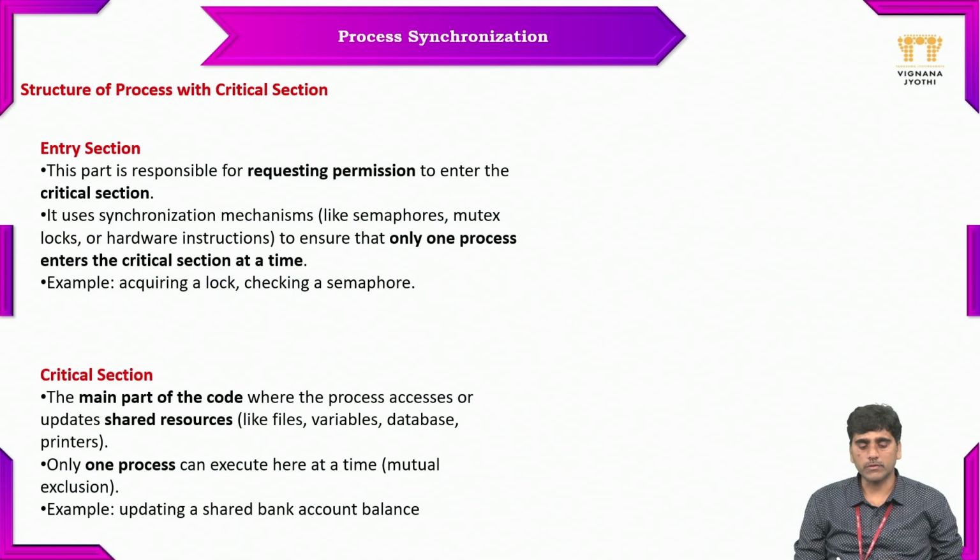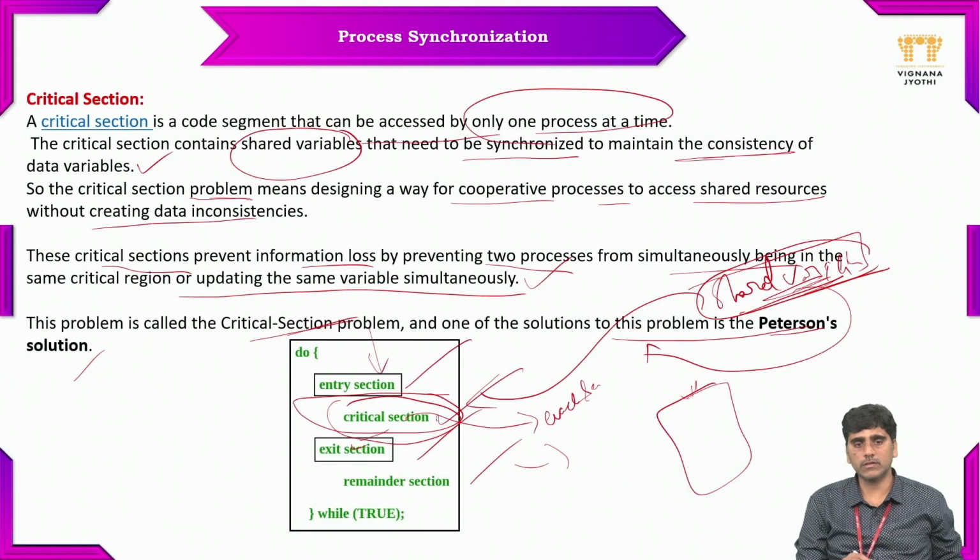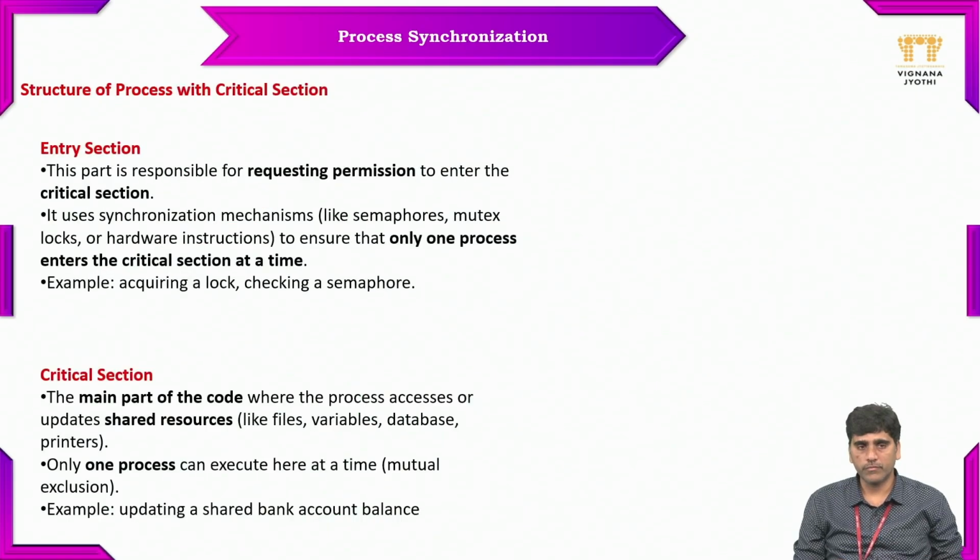And here is the structure of a process with a critical section. So how is the structure completed with process synchronization? Here we have the entry section, critical section, exit section, and remainder section. So how do all these sections work together?